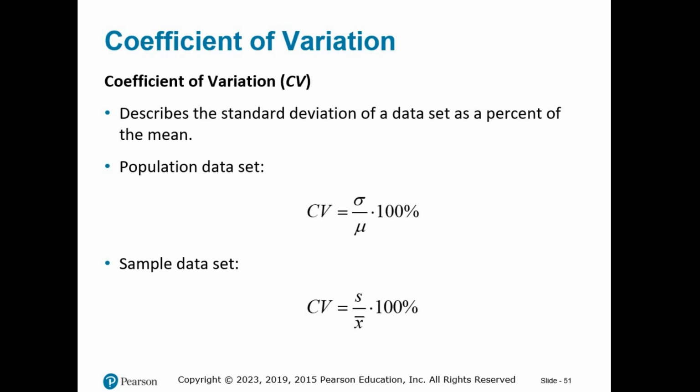You find the CV for a population data set by dividing the population standard deviation of a data set by the population mean and multiplying by 100% to get a percentage. For a sample data set, the coefficient of variation is found by dividing the sample standard deviation S by the sample mean, or X bar, and multiplying it by 100% to get a percentage. We have two formulas here simply to reflect the difference in notation, which again depends on the type of data set we're working with, population or sample.